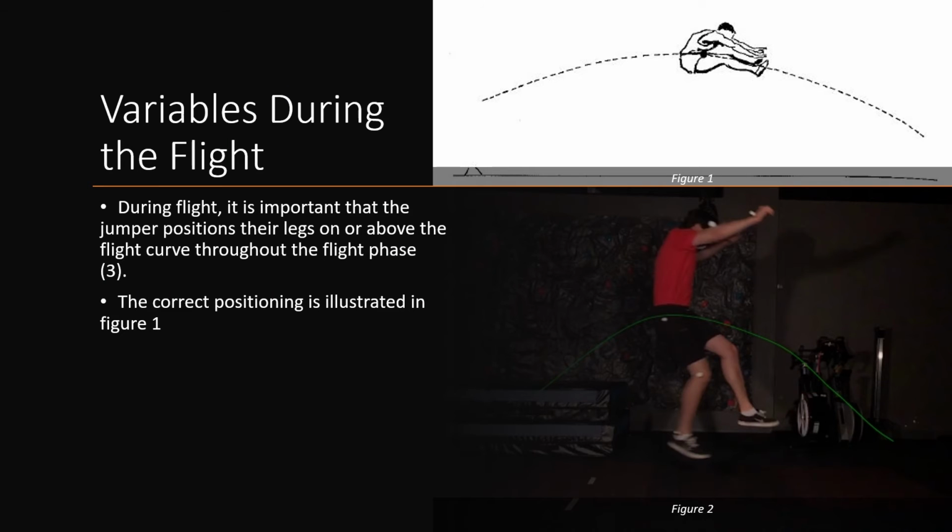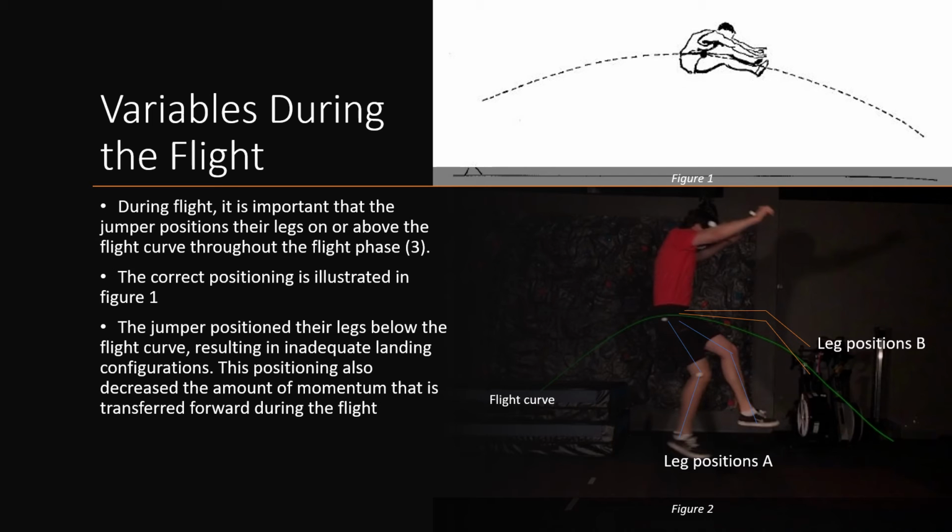During the flight phase, the jumper needs to keep the legs and feet at or above the flight curve. This is to increase momentum by transferring the weight forward. By moving the jumper's center of mass forward, vertical velocity is increased because the weight of the person is situated in front of the jumper. This also prepares the jumper for the heel landing, which will be talked about during the landing phase.